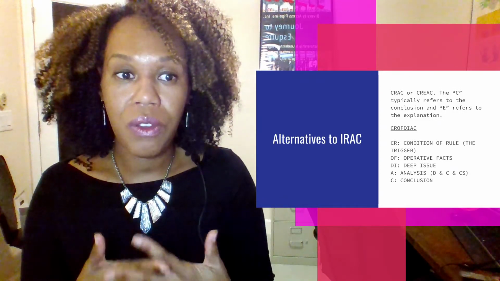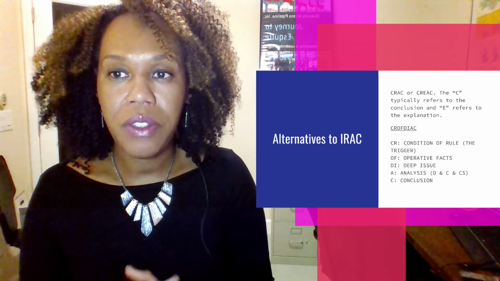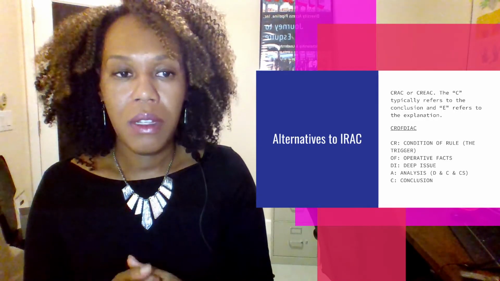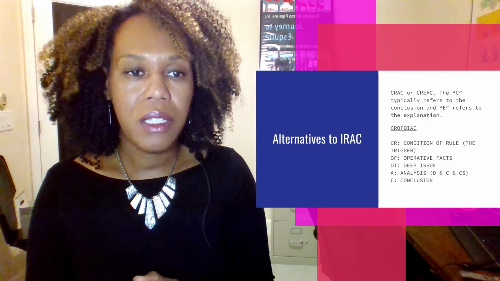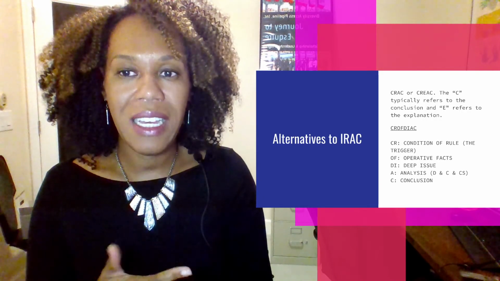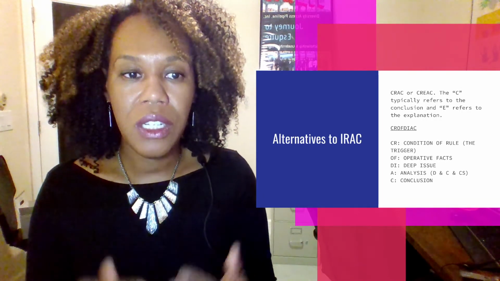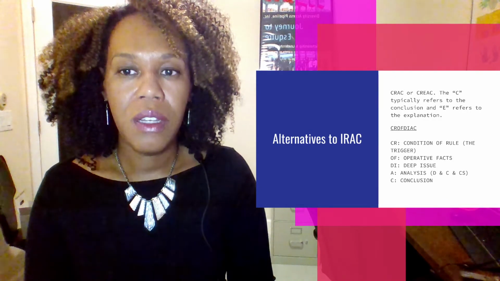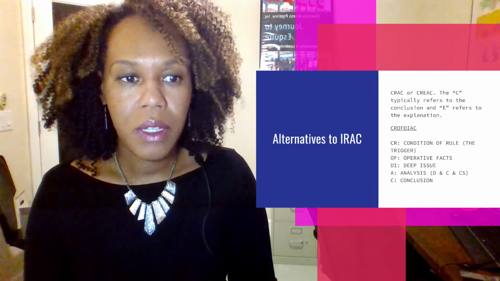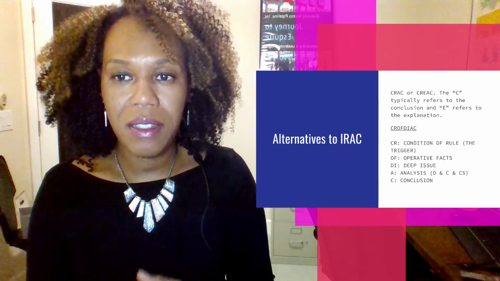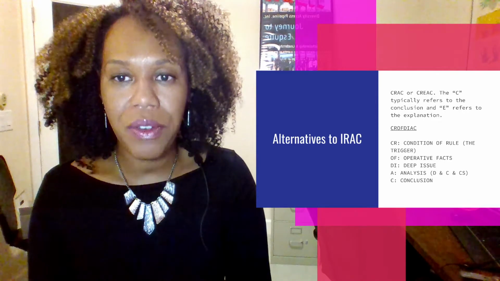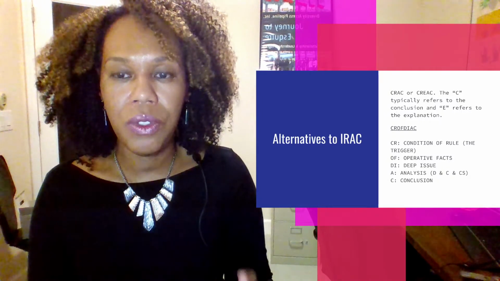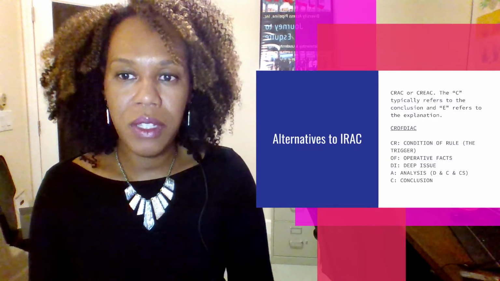Another one I really like is called CROFDIAC. Professor Berry at Western Michigan University, Cooley Law School, uses this model. I've adopted it with my students, and basically this is CROFDIAC. So the CR stands for the condition of the rule, which means it's the trigger. What is the fact that triggers our use of a specific rule? OF stands for the operative facts. Again, we're honing in on the facts that matter, not all of them, only the relevant ones. And when you have multiple issues, you're honing in on the facts that are relevant to the issue you're discussing in that section.